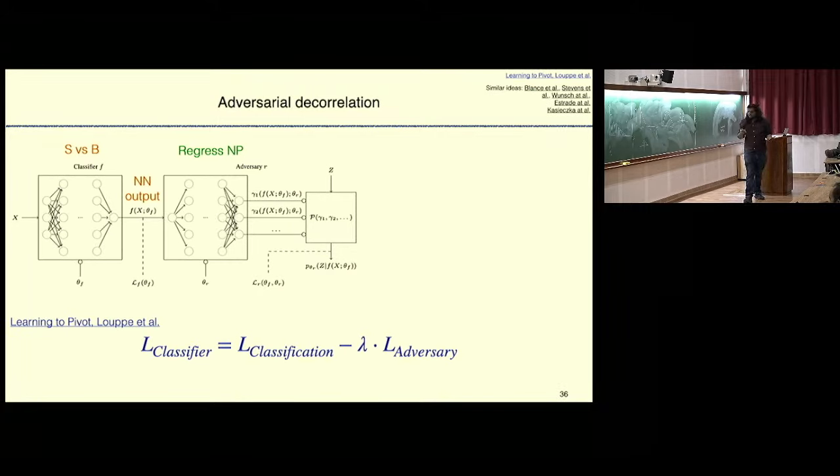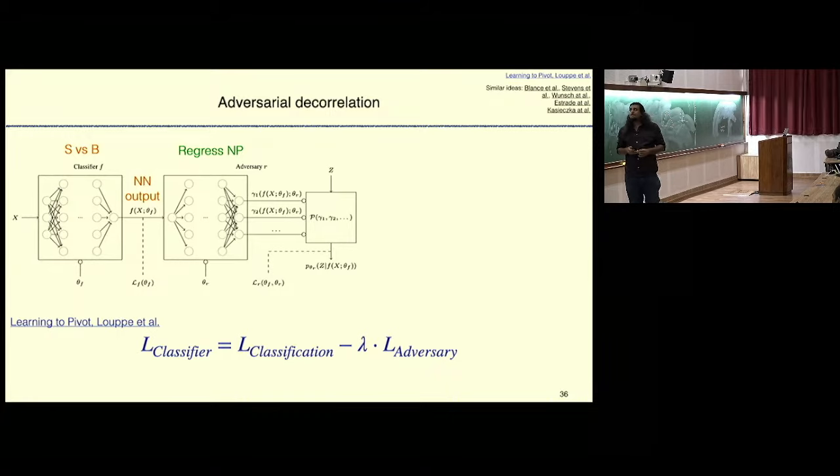There were these ideas of adversarial training. This looks similar to a GAN, but it's not a GAN. So here you have two neural networks. The first is the classifier. This is doing the actual job you care about, signal versus background. And then the second one is trying to regress the nuisance parameter.